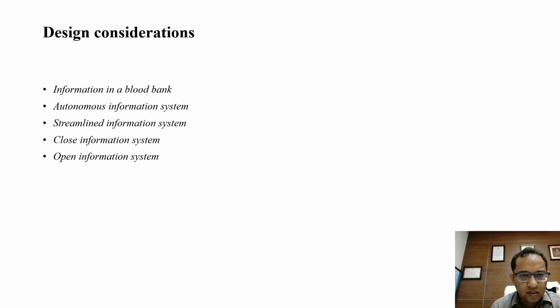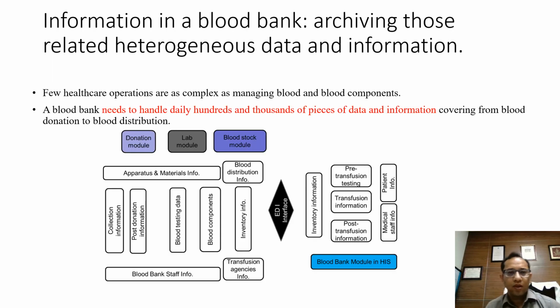So coming to the design considerations, there are various design considerations when you start with the blood bank information system. These include information in the blood bank, autonomous information systems, streamlined information systems, and closed and open information systems. All of this needs to be considered when you design a blood bank interface system. The most important of them is the information in a blood bank, which needs to be archived. And this is very heterogeneous data.